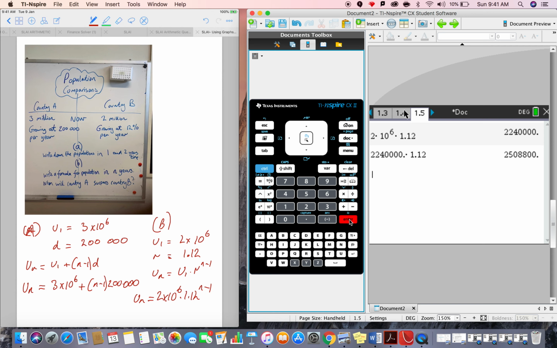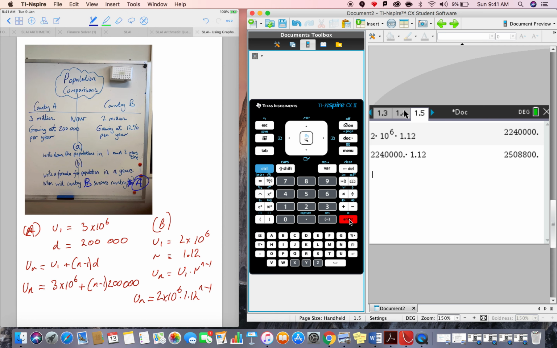And now the last part is, when will country A surpass B? Well, I think the question's been written incorrectly. Can you see that? This country A is already greater than country B. Can you see that the question needs to be changed? The question needs to be, when will country B surpass country A? So can you see that?